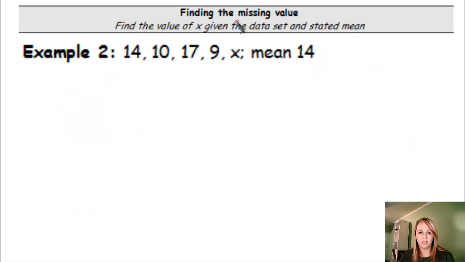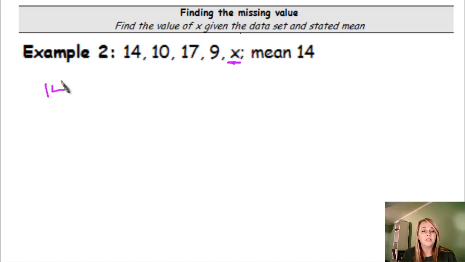Finding the missing value. Here we're being asked to find the value of x given the data set and the stated mean. What they're saying is that here's your list of data and one piece is missing, but we know what the mean is. So can we backtrack and figure out what that last piece of data is? It's a very simple thing to do.